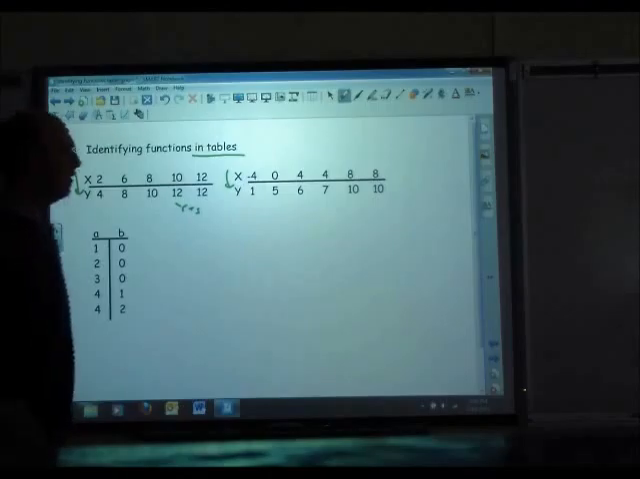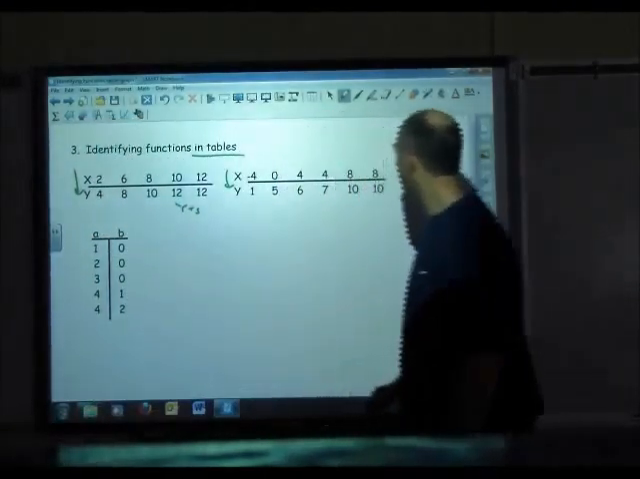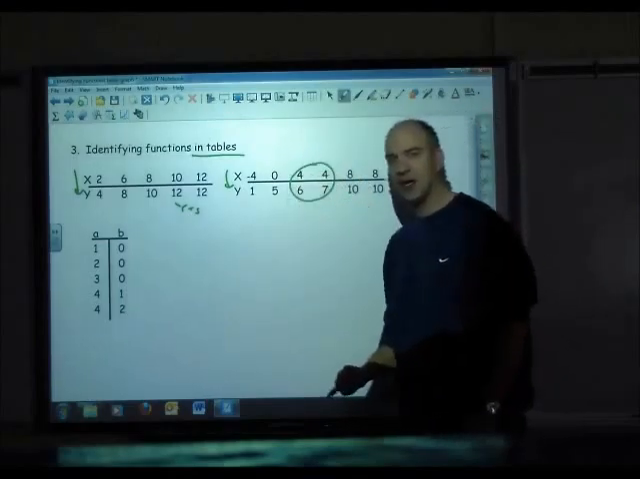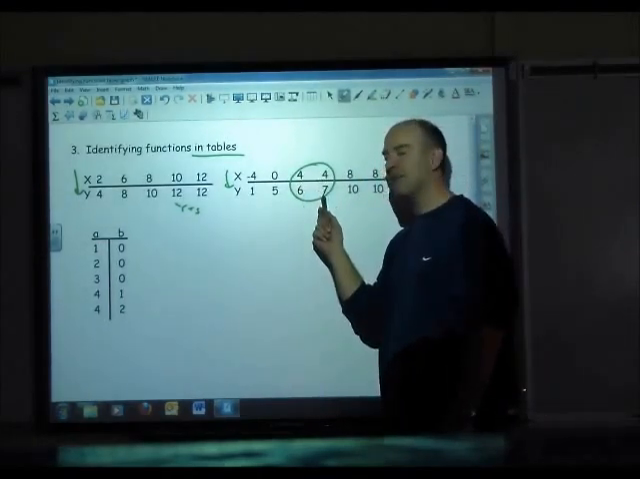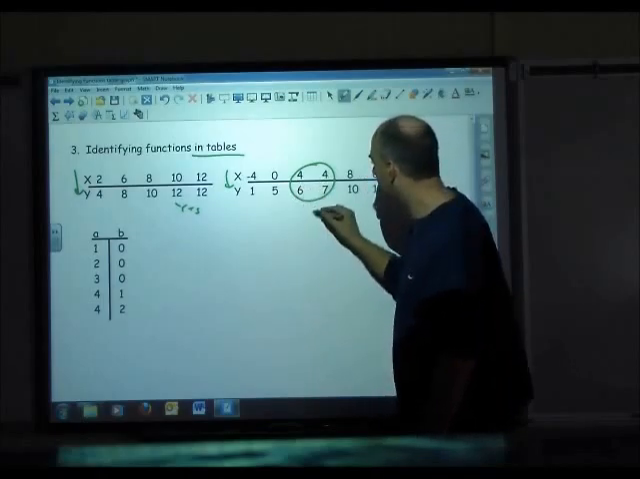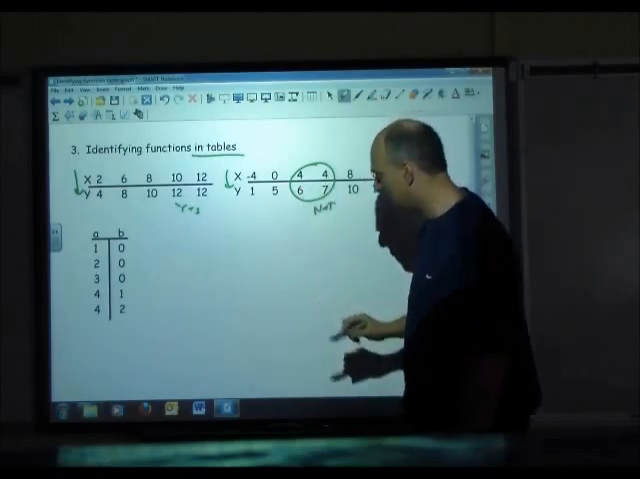Yes. Here's another vertical table. Top leads to bottom. And we look at this and I see a problem right there. Okay? 4 leads to 6, 4 leads to 7. Hey, that's double talk. You can't have the same thing making two different things. So that would not be a function.